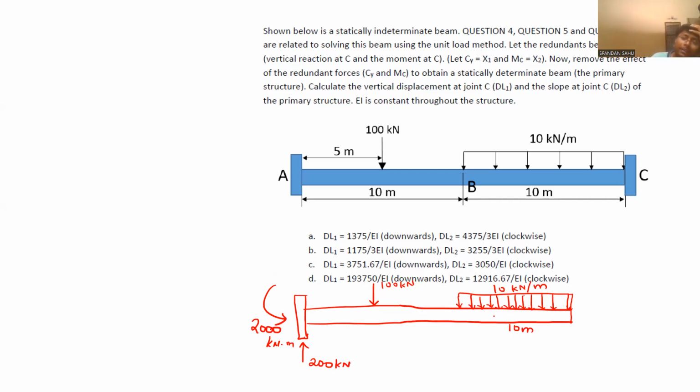Now what is the next step? Cut the section here, write M1. Cut the section here, write M2. Here it would be. Cut the section here, write M3. Sir, shall I take M3 from the free end?